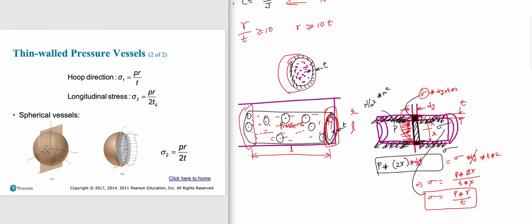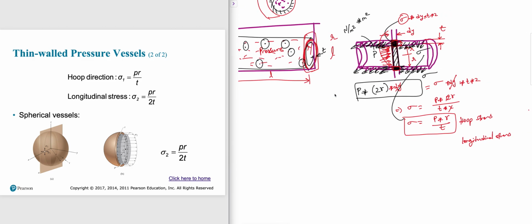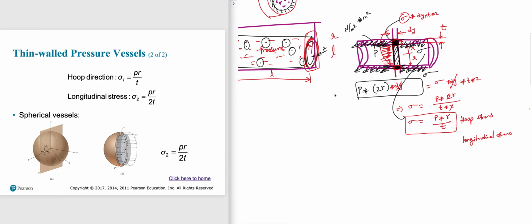What we will get next is longitudinal stress, and that is sigma, let's call it sigma 2. The longitudinal stress sigma 2 is P times R over 2T. Basically, you need to know these two formulae. Okay? All right.